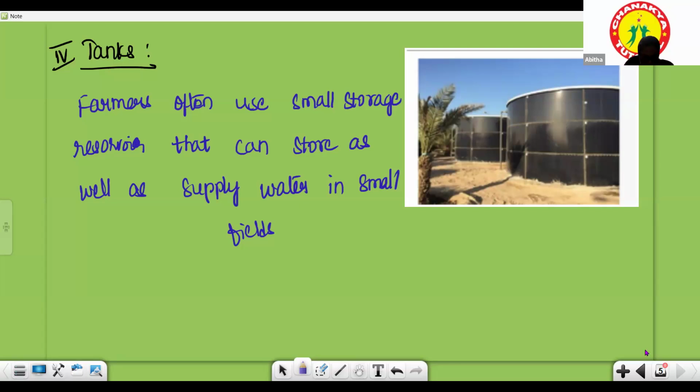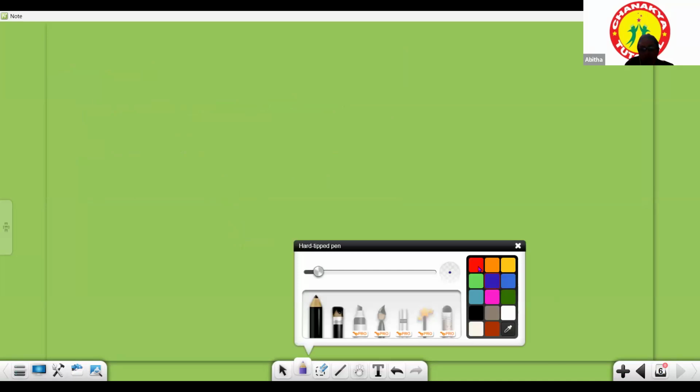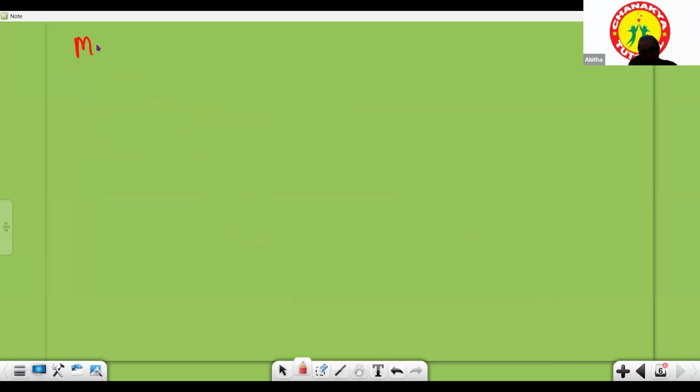Okay. So these are about the different types of irrigation resources. Next, modern techniques. Now, which techniques? These are older techniques which are followed. So now, modern techniques of irrigation.